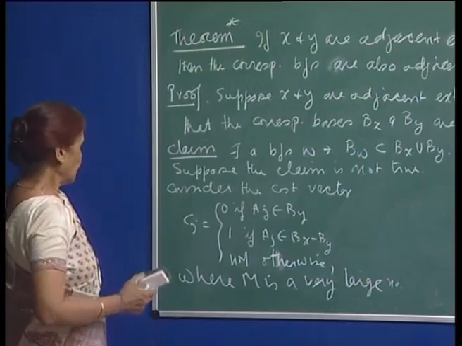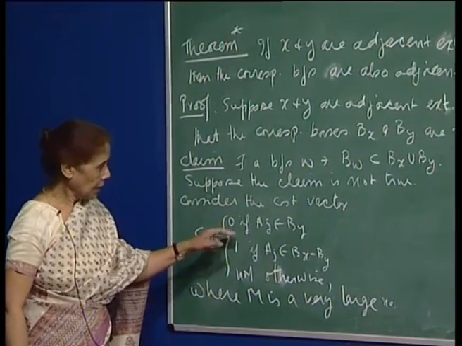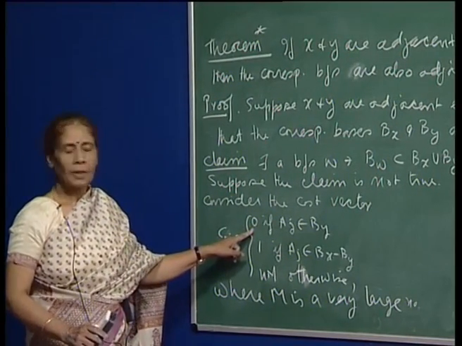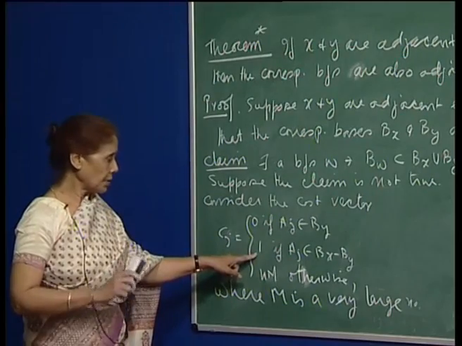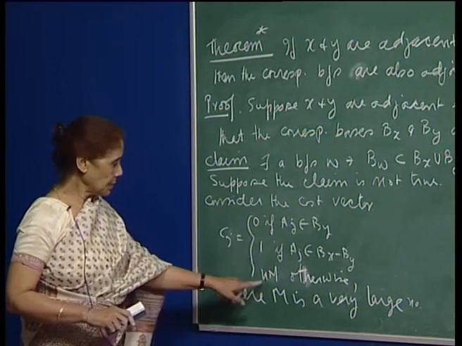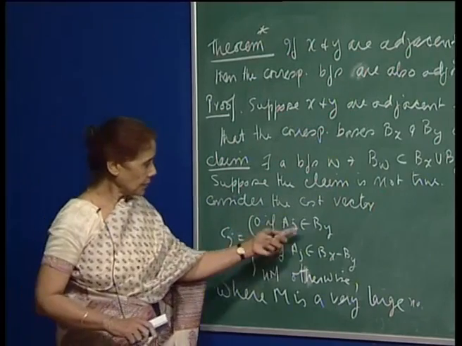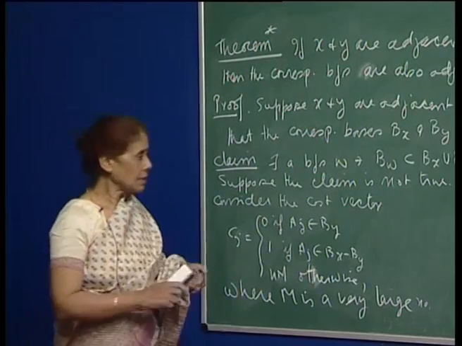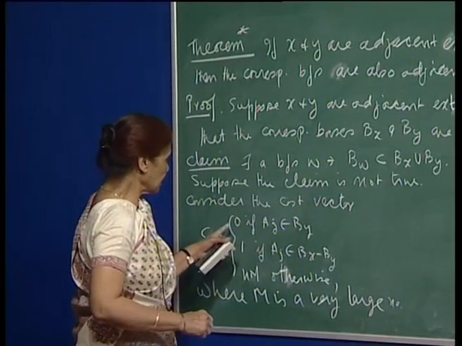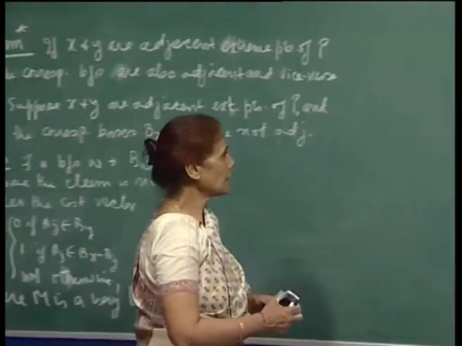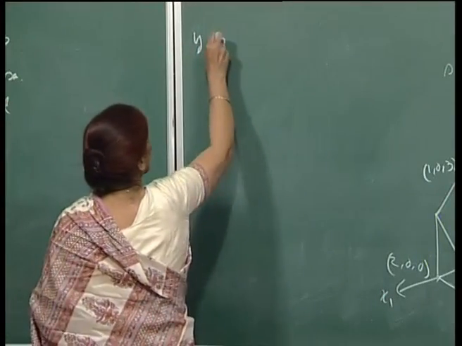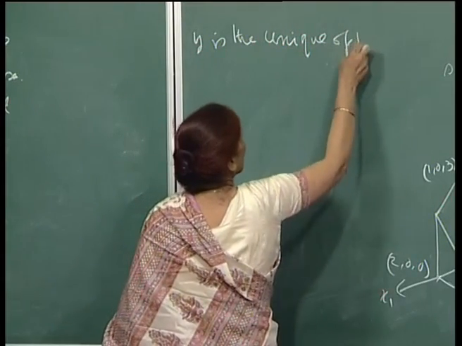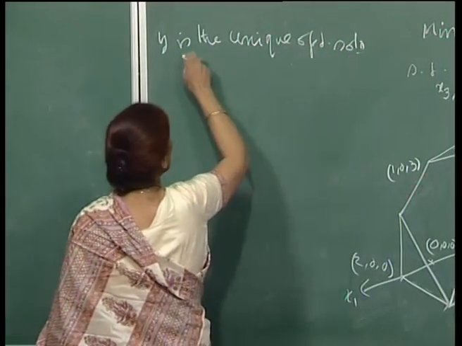Now, with this cost vector, you can immediately see that for the feasible solution y, the cost is 0. For the feasible solution x, the cost is not 0, and for any other feasible solution which does not have the columns from Bx and By, the cost is very large. So, that means that y is the unique optimal solution, right?